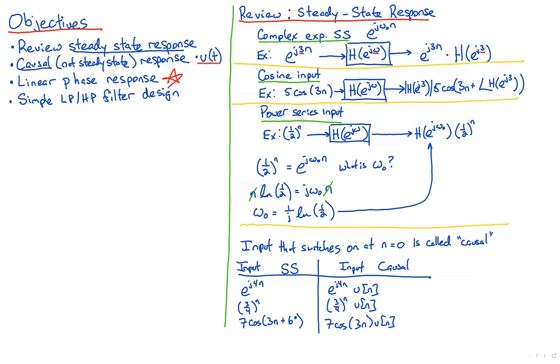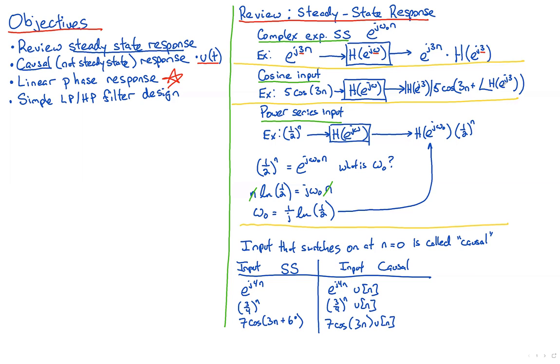And we said this is great from a theoretical standpoint, but we don't really have e to the j3n's bopping around in real life. We have real valued signals. So how can we make this useful in the real world? Well, if we've got a cosine input, a pure cosine input, that's sinusoidal steady state. It means that 5 cosine of 3n in gives us a 5 cosine of 3n out, just modified by a difference in amplitude and a difference in phase.